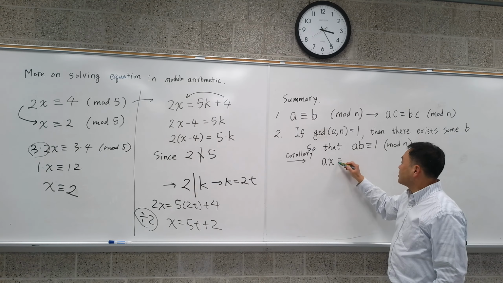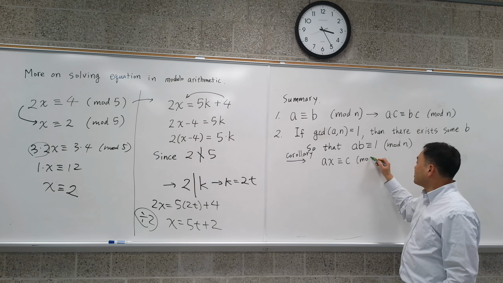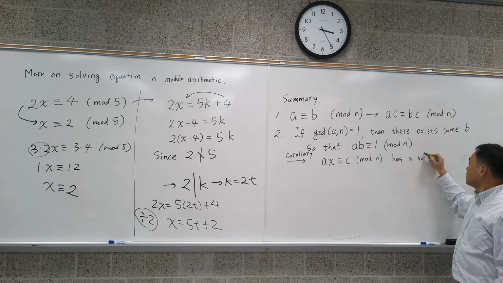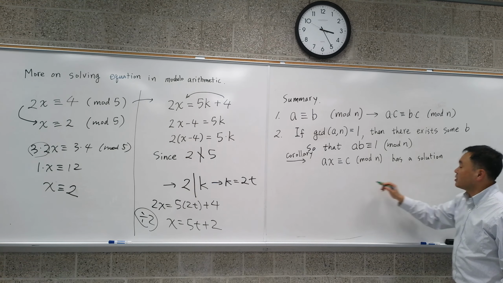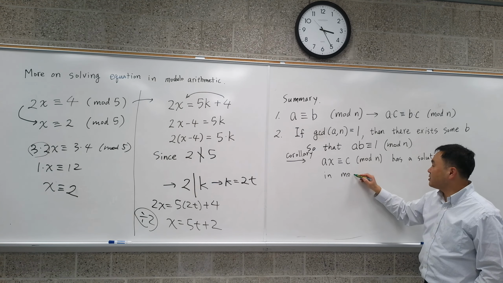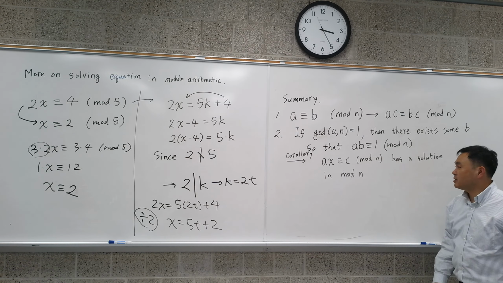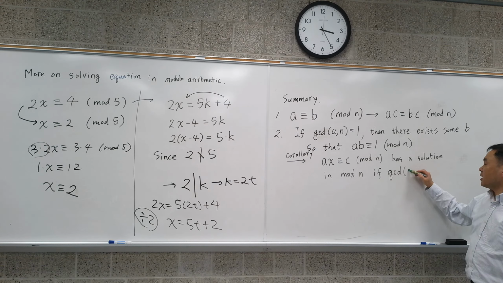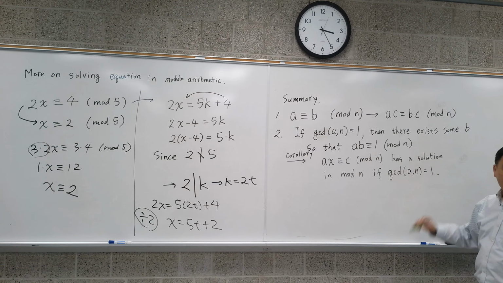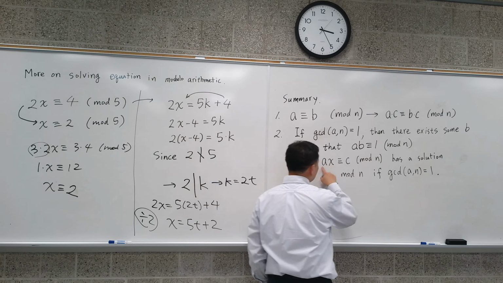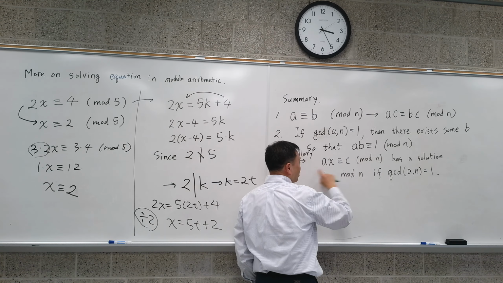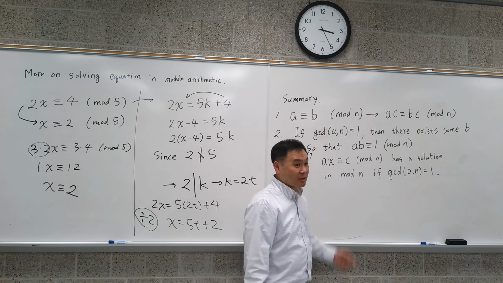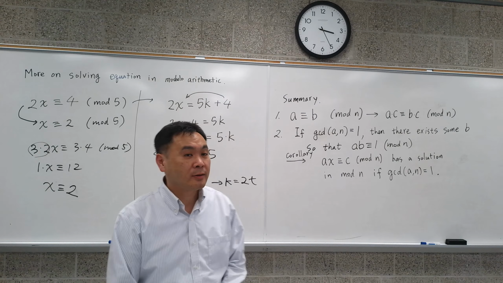AX congruent to C mod n has a solution in mod n, if GCD of A and N is 1. So if these two numbers don't share a common divisor, then you can always solve this. I should really say it has a unique solution in mod n. Okay. All right.